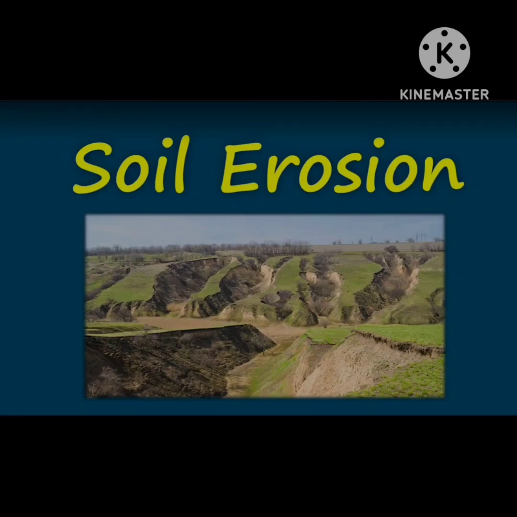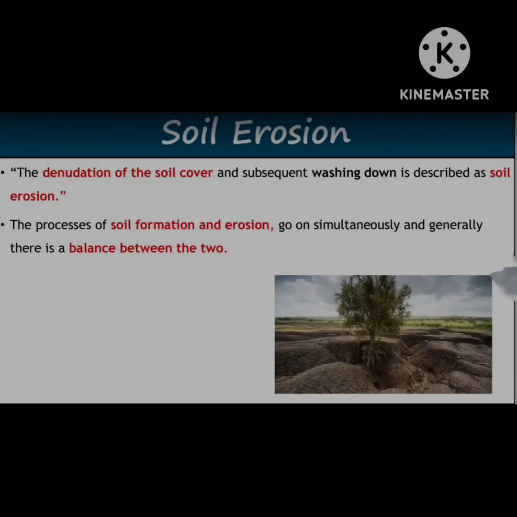What do you mean by soil erosion? The denudation or the destruction of soil cover and subsequent washing away of the soil is described as soil erosion. The process of formation of soil and its erosion are both continuous and ongoing processes which happen side by side. Maintain a balance between both.